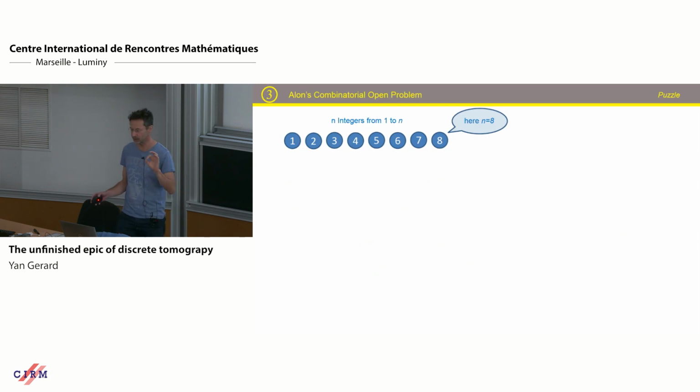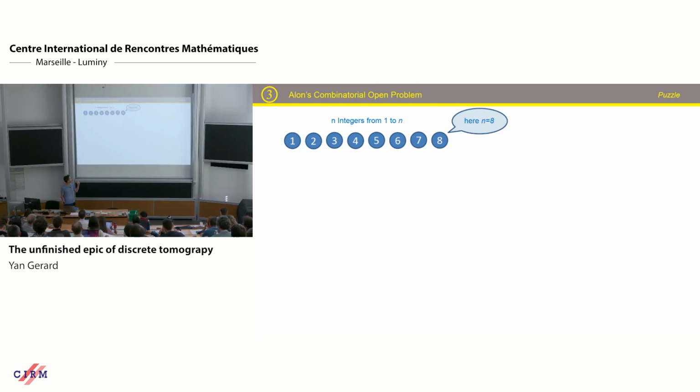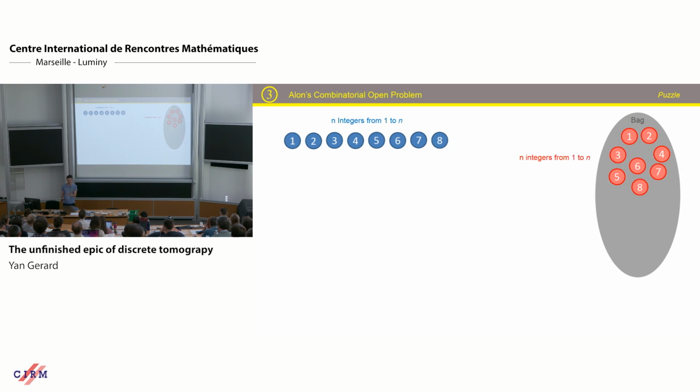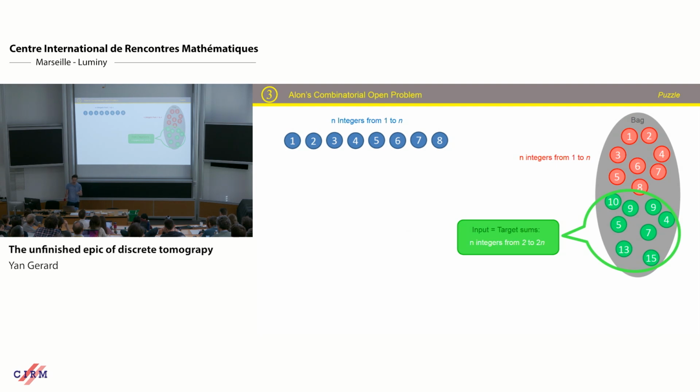Forget discrete tomography. I'm going to present you a puzzle. You can forget everything that I said before. It's just a puzzle. We have the numbers from 1 to 8, so in this case, n is equal to 8. I'm going to put exactly the same numbers, as balls, in a bag from 1 to 8 in red color. And my input is some integers that I also put in the bag in green. They are integers from 2 to 2n, but you can have some repetitions. For instance, you have 2, 9.